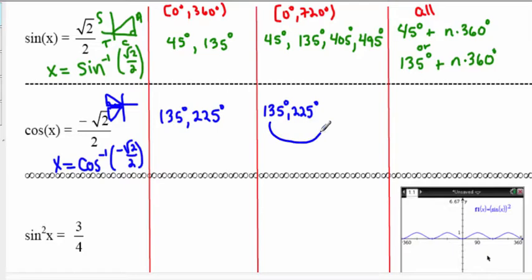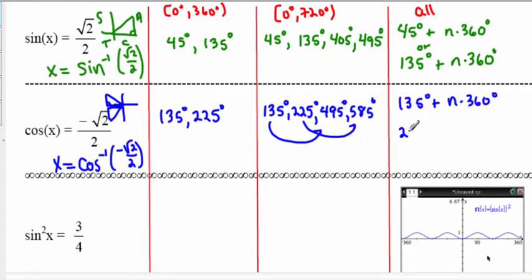and then I want to add 360 again to get a new angle called 495. And I want to add 360 to this one and get 585. We're going to set up this same type of description. So 135 plus integer multiples of the period, but also 225 plus integer multiples of the period. Maybe you're starting to get the swing of this.